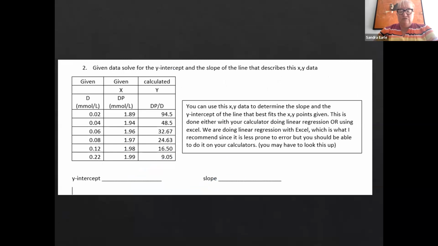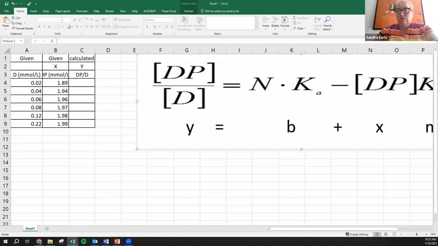Okay, so now I'm going to switch. I'm going to put the D and the DP data in here, and I'm going to share this Excel with you, and we're going to work on this together.